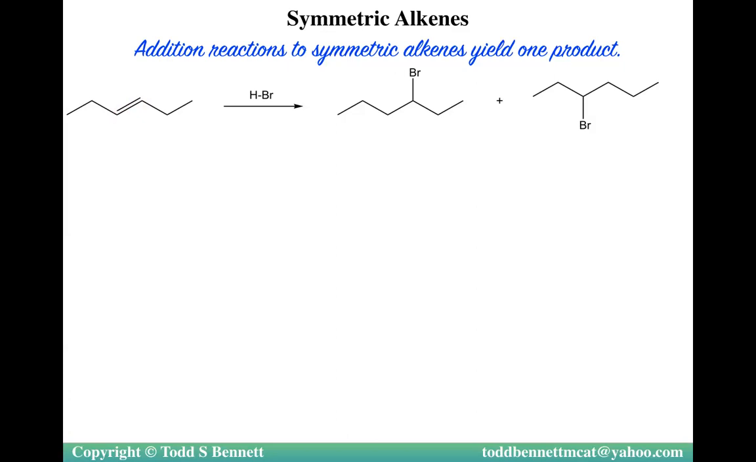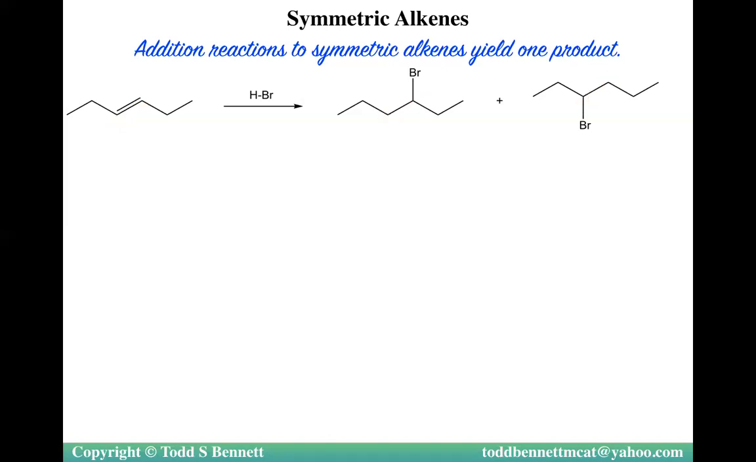It'll make more sense in a second. This H can go on, let's say, the left one, and Br ends up on the right. So I end up with this Br here. Or the H can go on the right and the Br can go on the left. Because they're equally substituted, H doesn't have a preference. It's going to go to either side. So if the H goes left, the Br goes right. If the H goes right, the Br goes left.